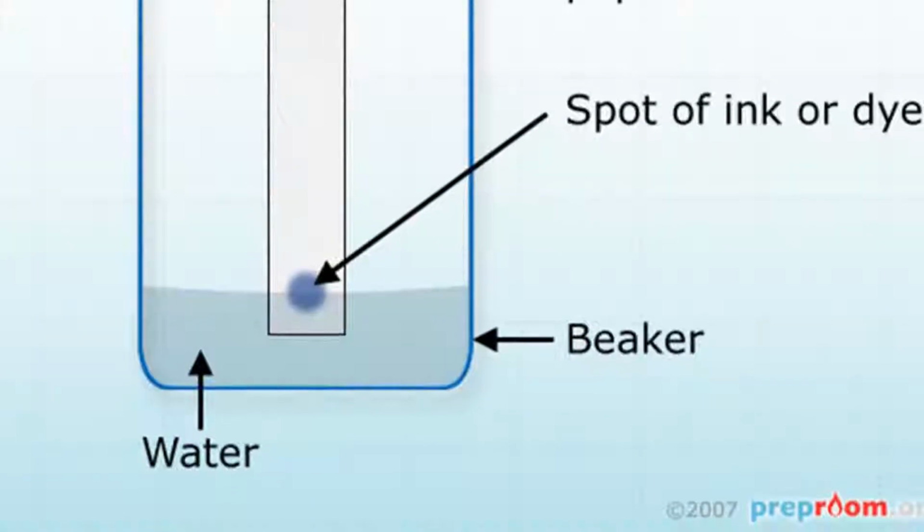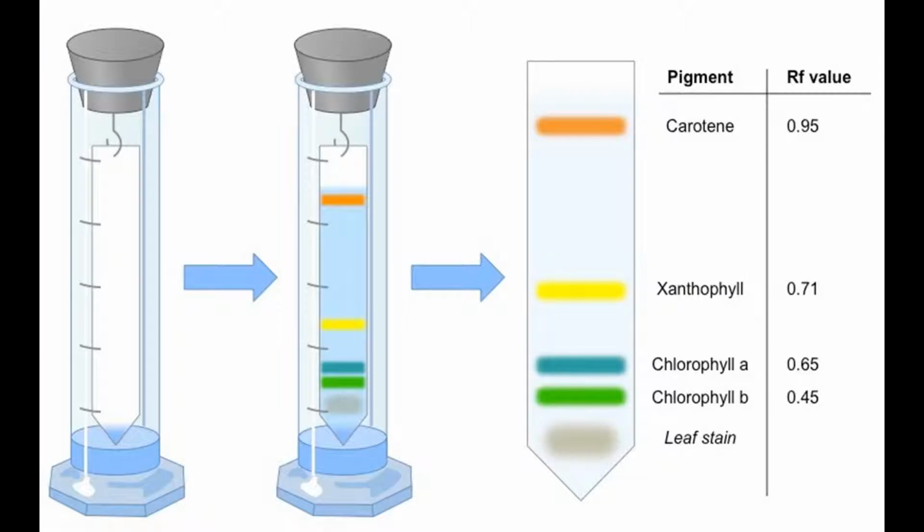The amino acid is carried by the solvent and each will travel at different speeds depending on their different solubility. When the solvent has nearly reached the top, the paper is removed and a line is drawn to show where the solvent has reached. This is the solvent front. The distance each spot has traveled from the center of the cross to the center of the spot is measured. The distance the solvent front has traveled from the cross is measured. This is used to calculate an RF value. Each amino acid will have a unique RF value, and as the RF values for all amino acids are known, they can be identified knowing the RF value.